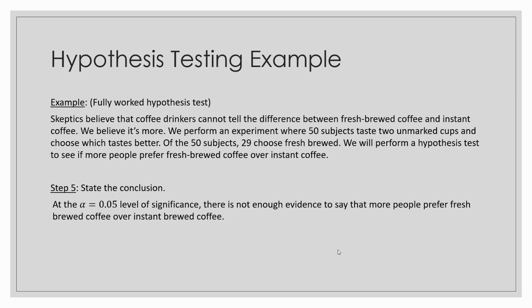So the conclusion then is, well, at the 0.05 level of significance, there's not enough evidence to say that more people prefer fresh brewed coffee over instant brew coffee. And notice we always begin the conclusion with a statement of what the level of significance is. So to my students, I'm looking for that. Make sure you write that at the alpha equals 0.05 level of significance. And then you say whether or not there is or isn't enough evidence. In this case, we don't have enough evidence, unfortunately. So this is a fully worked hypothesis test. In the next video, we're going to be working some other examples.